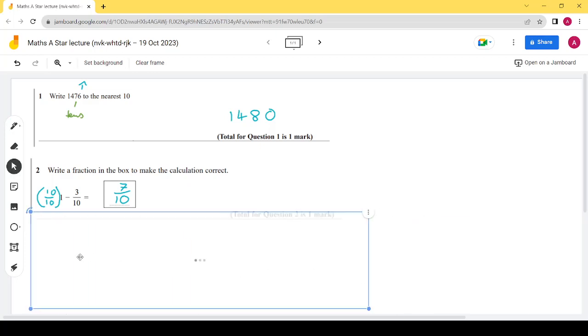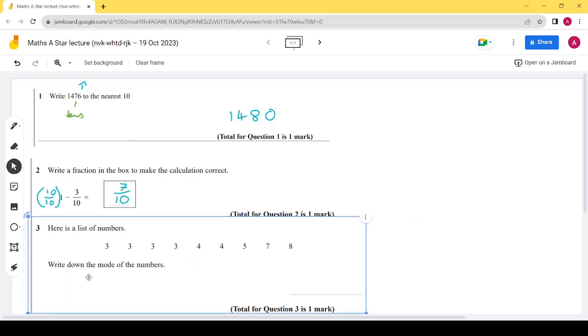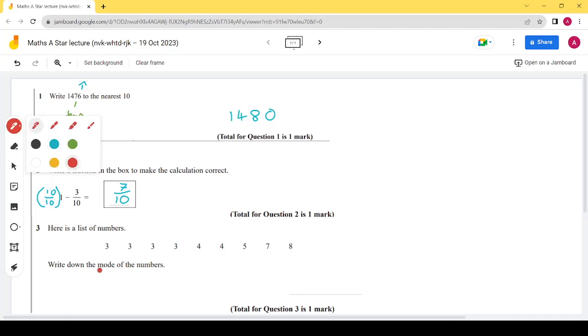Then next we've got number 3 here. So here is a list of numbers, and we need to write down the mode of the numbers. The easiest way to remember which one mode is, it's like the MO sound. So mode, just think of it as most. Again, a four-letter word beginning with MO, most. So mode is the most. We can see here we've got 4 different 3s, we've got 2 4s, 1 5, 1 7, 1 8. And so the most popular, the mode, is 3. Okay, so just give a second to copy that down, and then we will move on to the next slide.